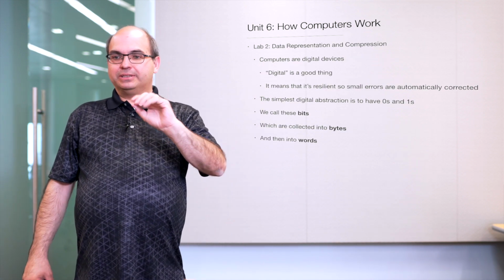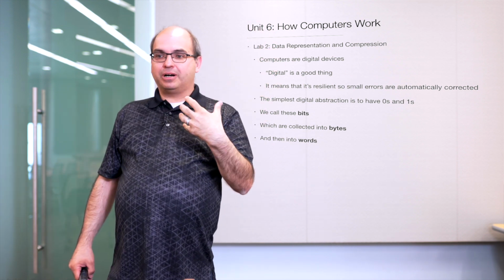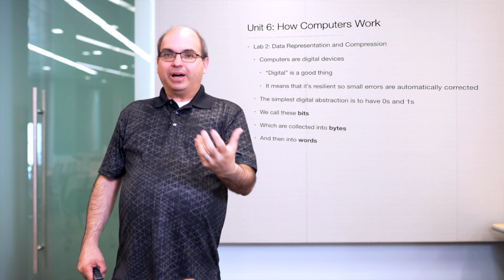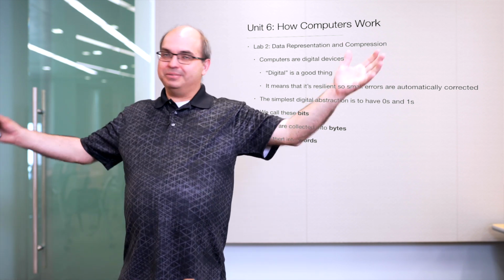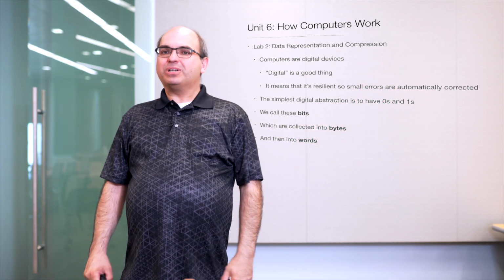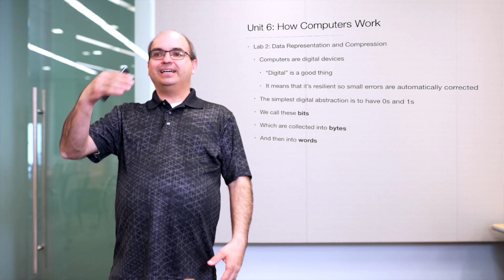Okay, second lab. Now we talked about the hierarchy of computers. The second thing is to talk about data representation. So how to actually represent data on a computer, right? So computers are digital devices. We should know that, okay? What does it mean to be a digital device? Digital actually means that it has distinct levels.